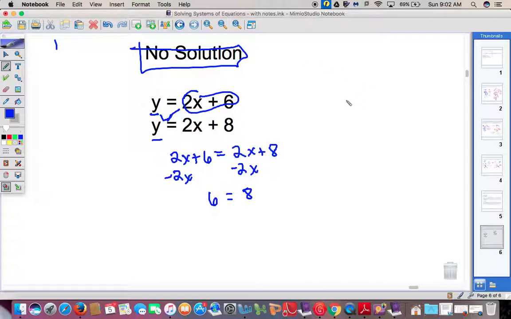No solution. If I graphed this, I would go up 6 and put a point, and then go up 2 over 1, up 2 over 1, up 2 over 1, so I would have a straight line through here. If I did the same thing for my second equation, I would start at 8, and then I would have the same slope. If I graphed these on the same coordinate plane, I would see that these are indeed parallel lines, and they will never intersect, and that's why I don't have a solution.